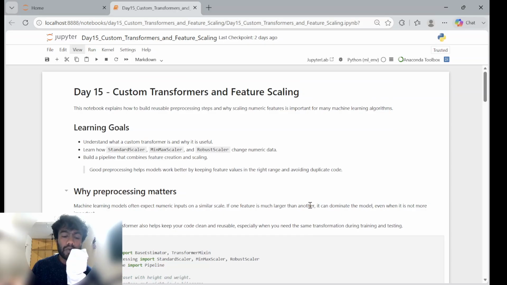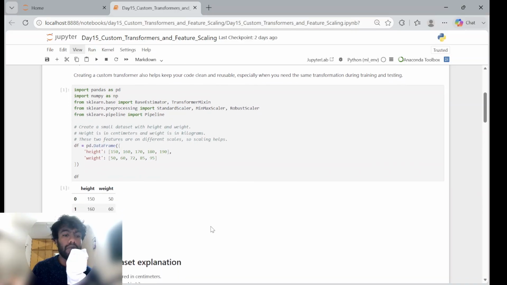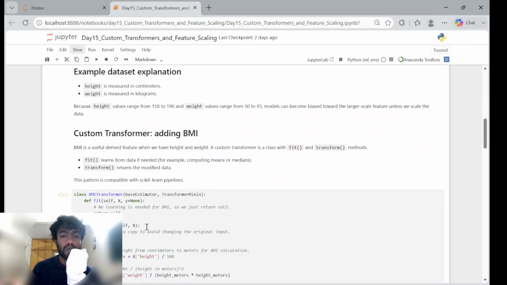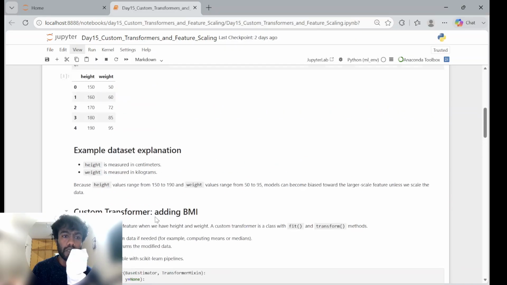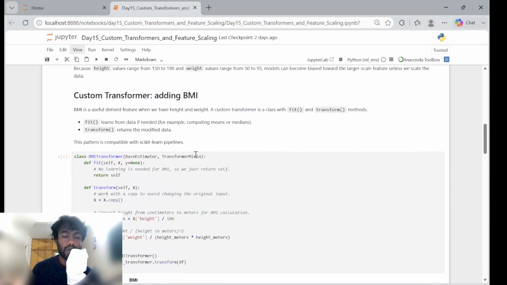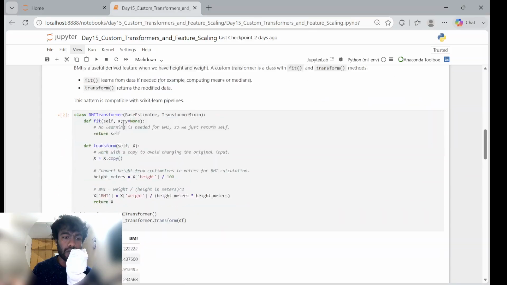For a custom transformer, let's take an example where we are given height and weight. It would be more meaningful if we convert it to BMI, or body mass index. BMI is a more useful feature rather than looking at two individual features of height and weight of a specific person. So let's look at how we can build a custom transformer to create BMI from a specific data set which has height and weight in it.